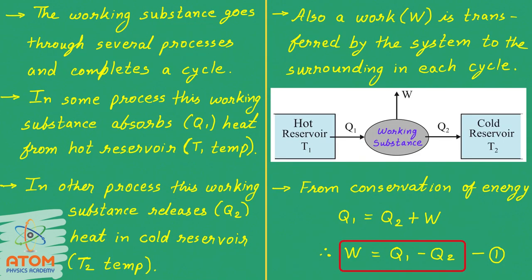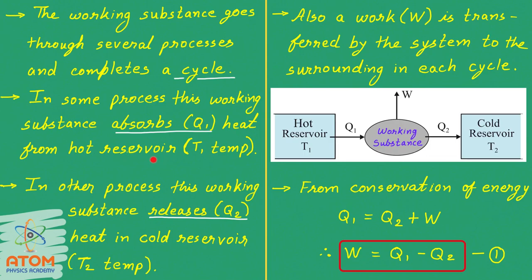In this type of engine, the working substance goes through several processes and completes a cycle. See, this is important, that the engine completes a cycle. It's a cyclic process inside this engine. In some process, this working substance absorbs Q1 heat from the hot reservoir at T1 temperature. In another process, this working substance releases Q2 heat into the cold reservoir at T2 temperature. This is what you have to remember, that the working substance absorbs Q1 heat and releases Q2 heat.